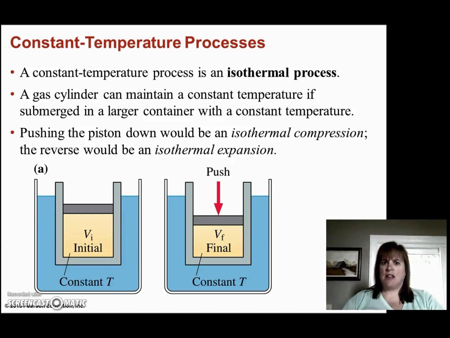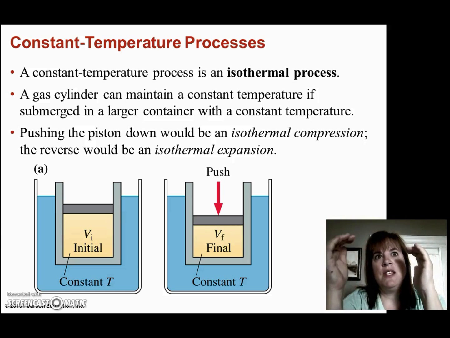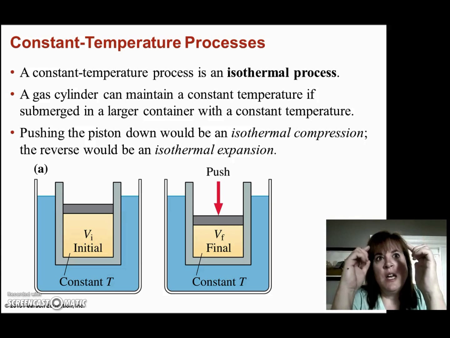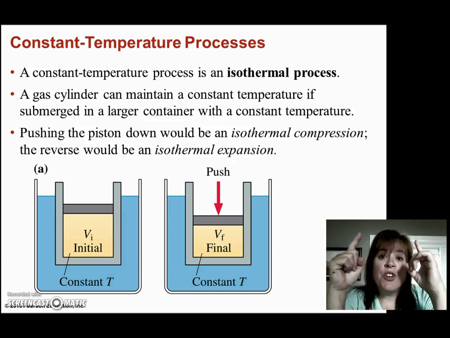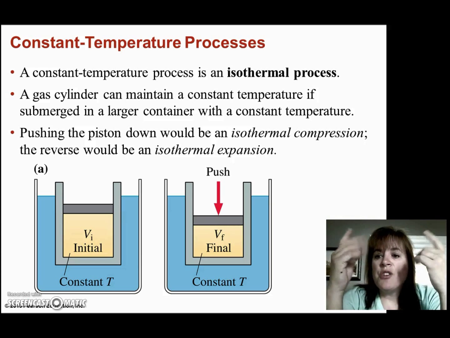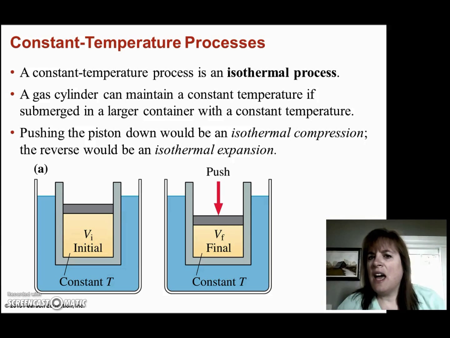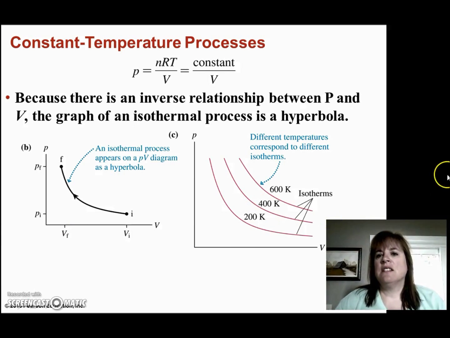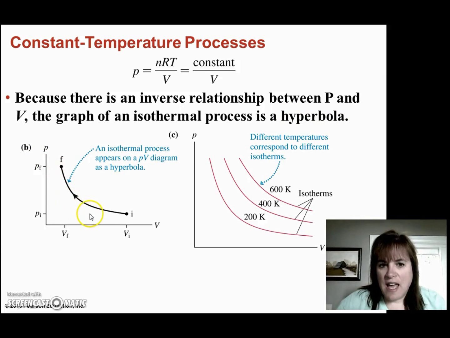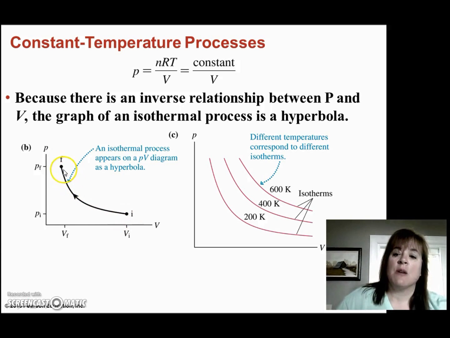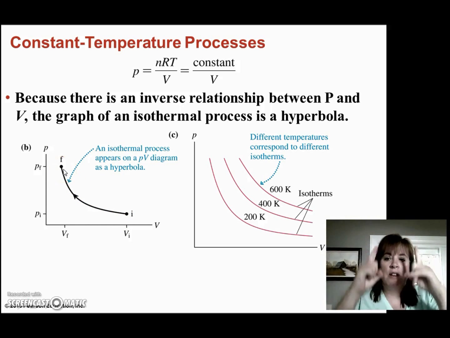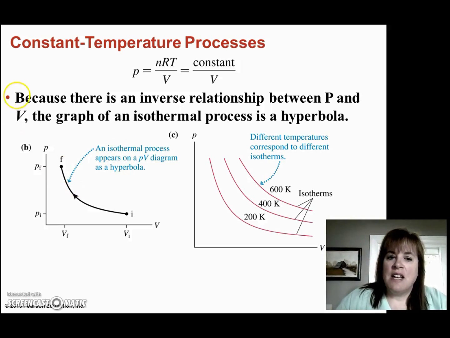Now, how does this look on a PV diagram? Well, if you remember from PV over T, pressure and volume are inversely related to each other. So when I put that on a graph, it's not like it's a straight slanted line. In fact, it's a hyperbola. So if we look at what that would look like here, in this case, this is a compression, a squeezing of the gas, right? The pressure is going to go up, but it's not a straight line. It has a nice little curve to it.